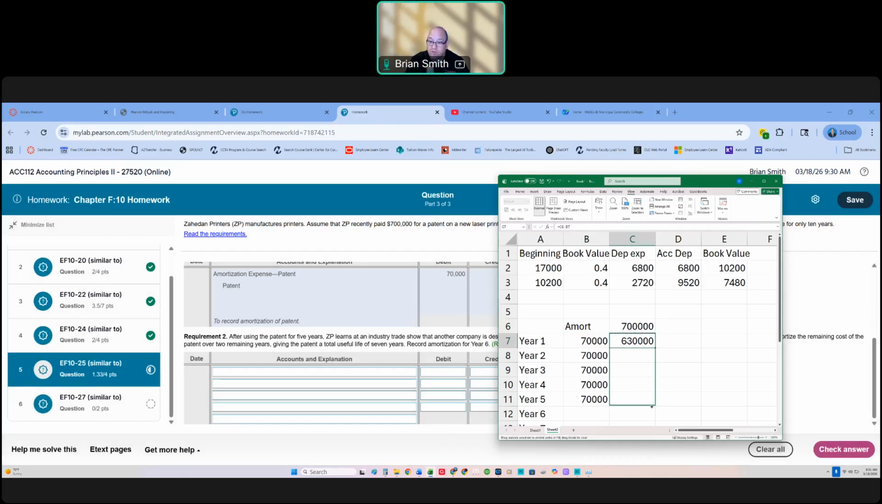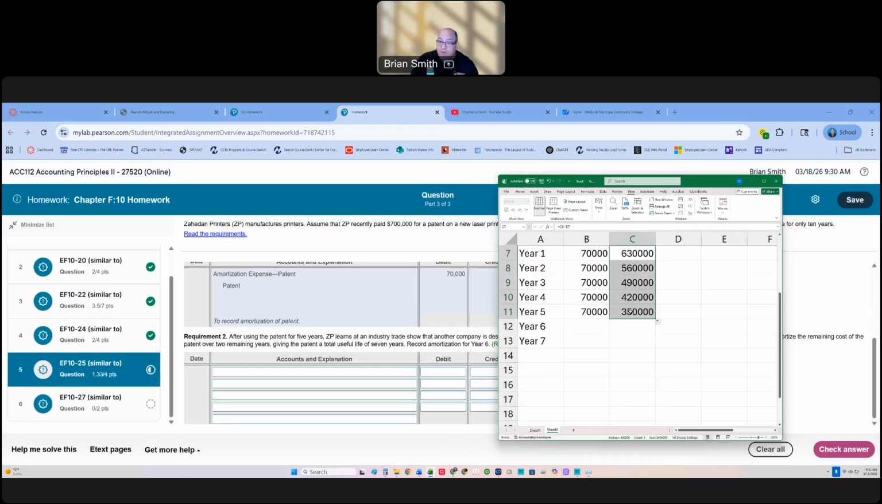That's what I love about Excel. I don't have to think much. So now we have $350,000 left to amortize. We thought it was going to be 10 years. So let's look at that. We thought it was going to be 10 years. Had it been 10 years, we would have gotten to 0, but it's not.